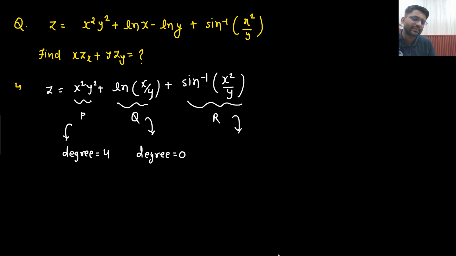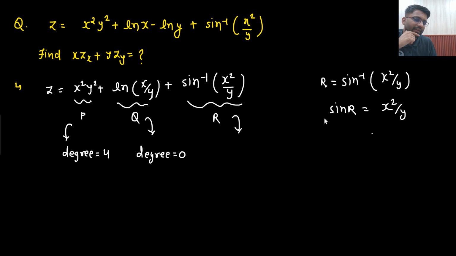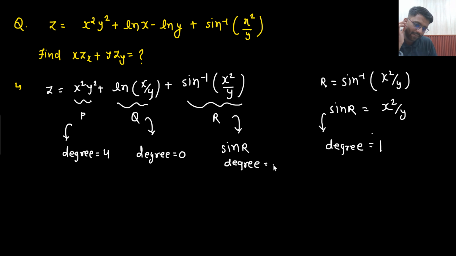It is not even homogeneous. But R equals sine inverse x square by y. So sin R is the homogeneous function, which is having a degree of, what will be the degree? You can find out. Sir, here I will put lambda x, lambda y, so degree is 1. So sin R is a homogeneous function with degree equal to 1.